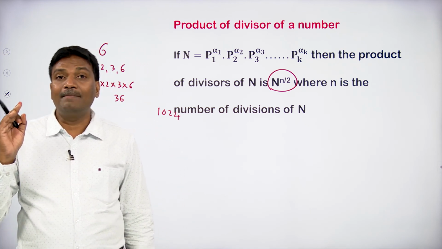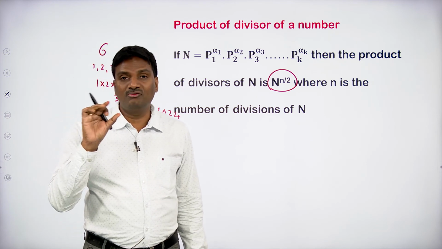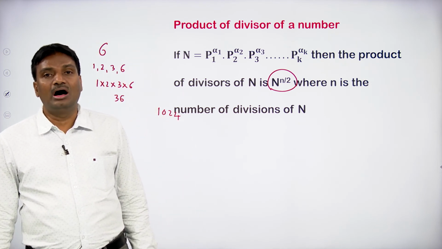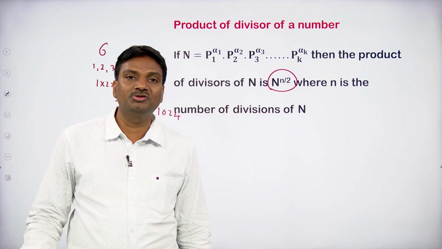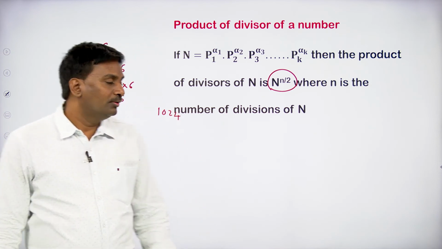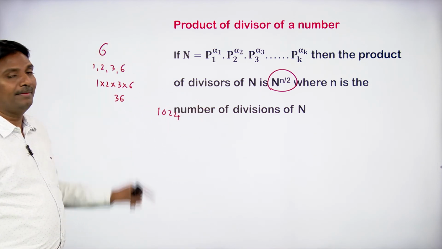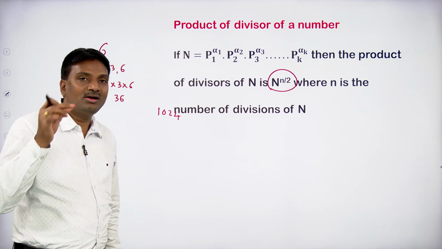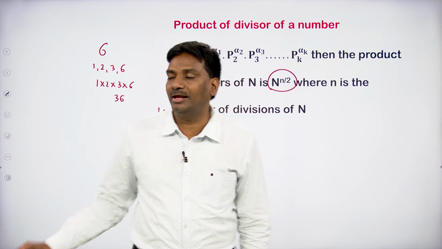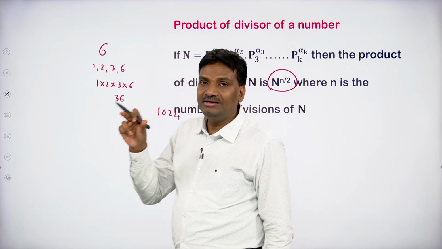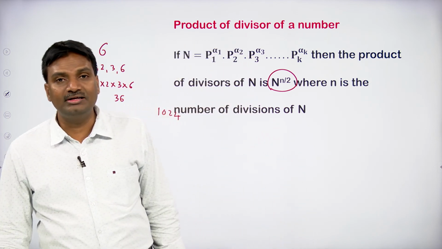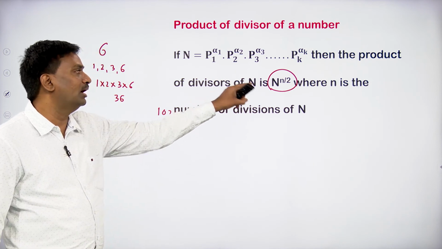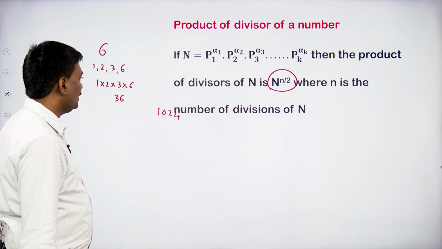To find the number of divisors, we have the formula d of n equal to (alpha 1 plus 1) into (alpha 2 plus 1) and so on. Let us use this formula for the number 6. By the general method, multiplying all the divisors of 6, we have gotten 36. Let us check whether it is correct by using the formula capital N power n by 2.